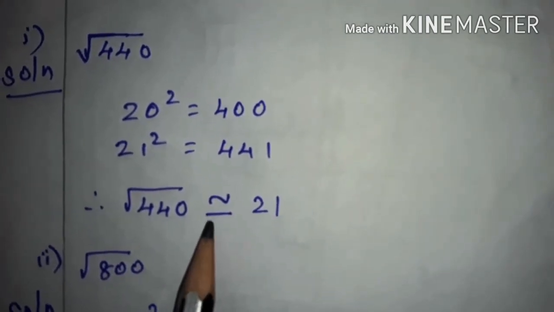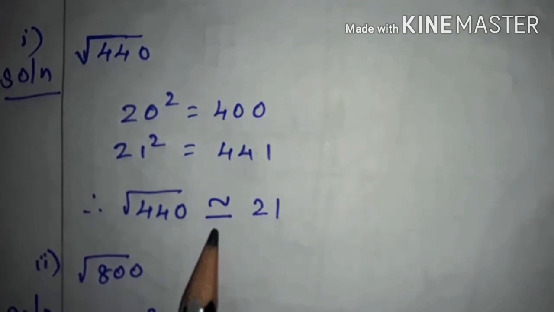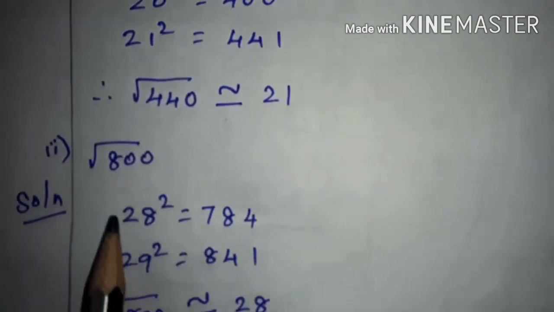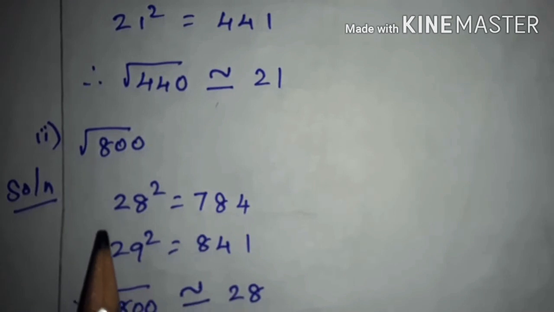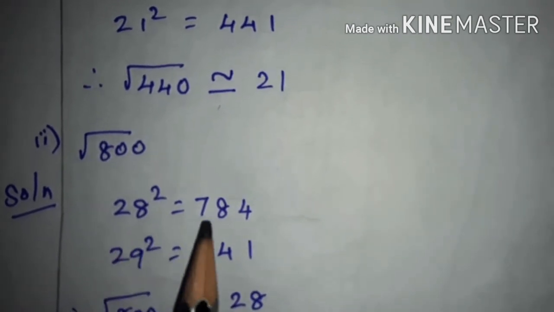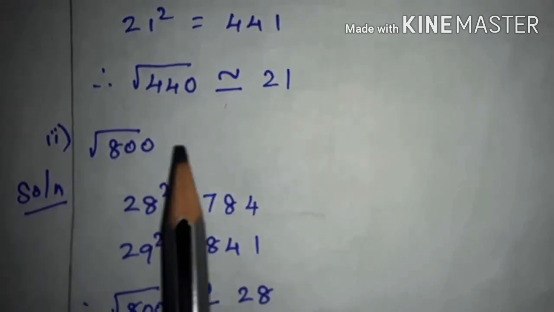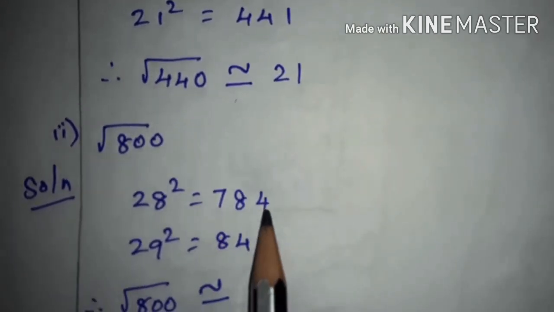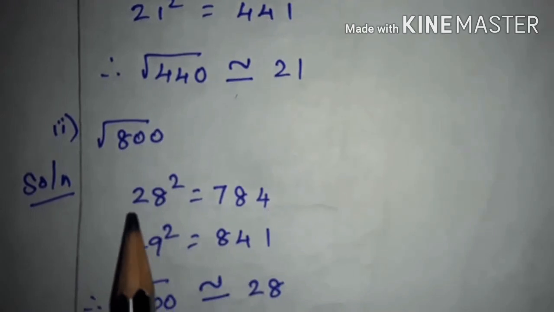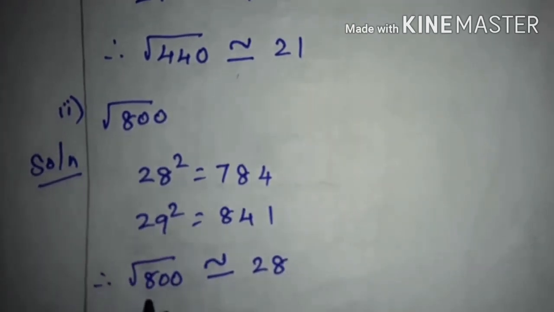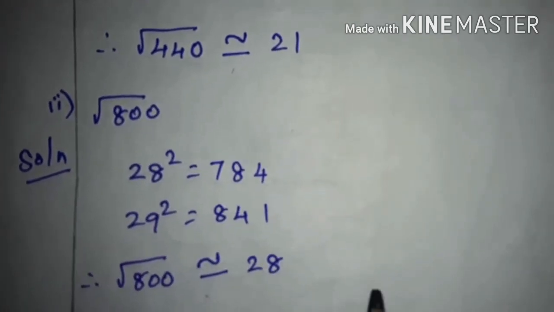This symbol is represented as approximately equal to. Then for the next sum, 800, we have 28 square as 784 and 29 square as 841. 800 here is nearer to 784, which is the square of 28. Therefore, the square root of 800 is approximately equal to 28.